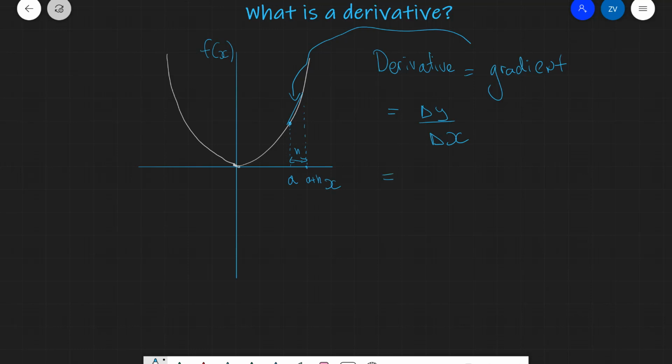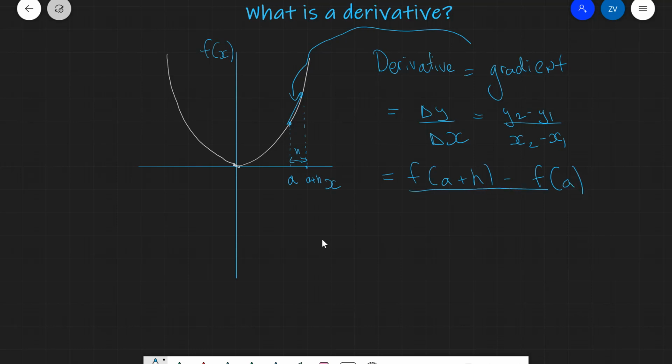which would of course be equal to change in y, so that's y of the second point, which is this point over here. So that's going to be f of a plus h, and then we're going to be taking away our initial y point, because delta y is y2 minus y1, and delta x is equal to x2 minus x1. So this would mean that this is equal to f of a plus h. This is our y2. Take away y1, which is just equal to f of a, like so.